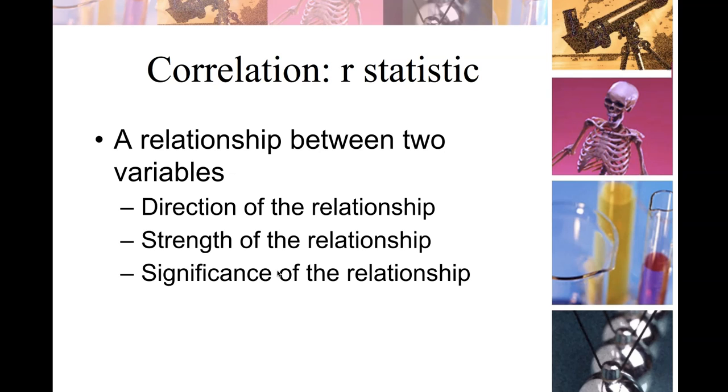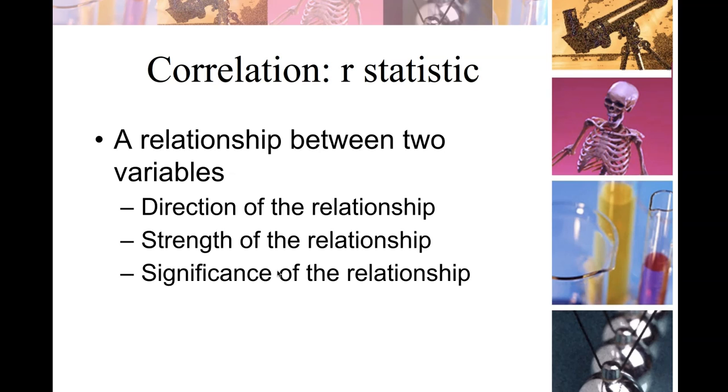The last kind of parametric test we're going to talk about is a correlation. And in a correlation, we would get an R statistic. So in a t-test, we get a t value. In ANOVA, we get an F value. And in a correlation, we get an R value or an R statistic. And a correlation is a relationship between the two variables. Remember that in correlations, we don't get cause and effect, right?